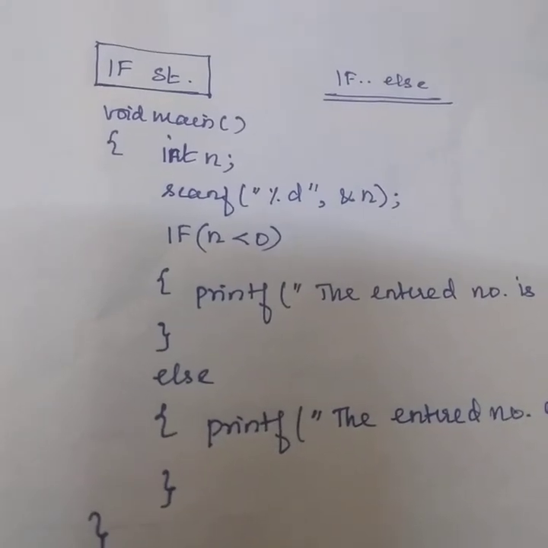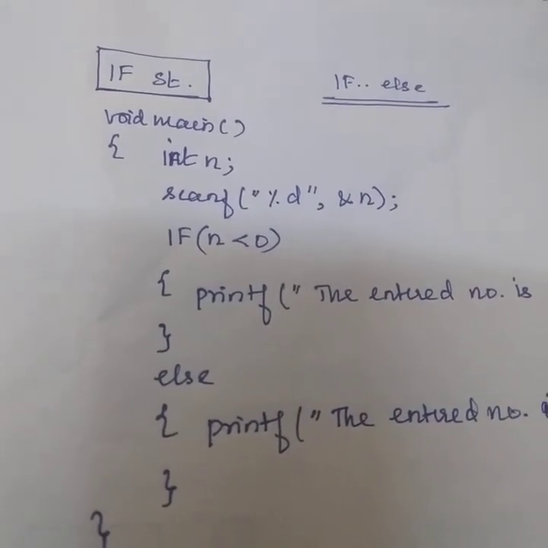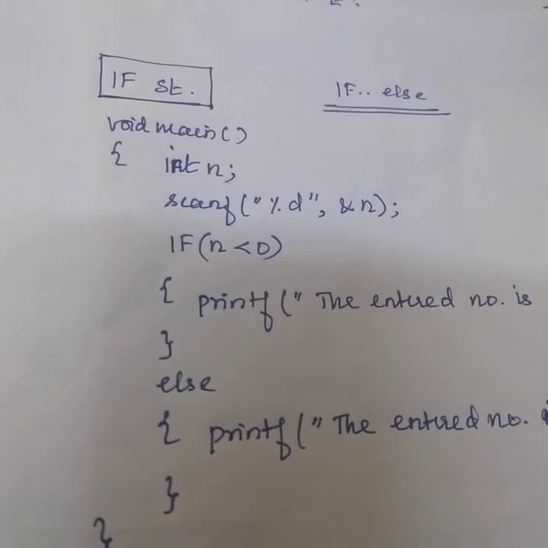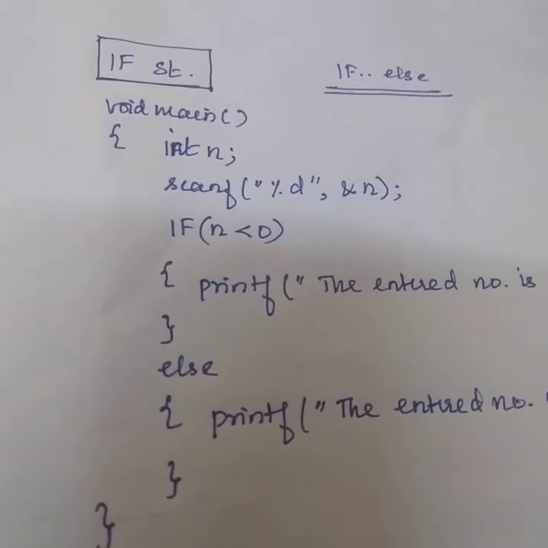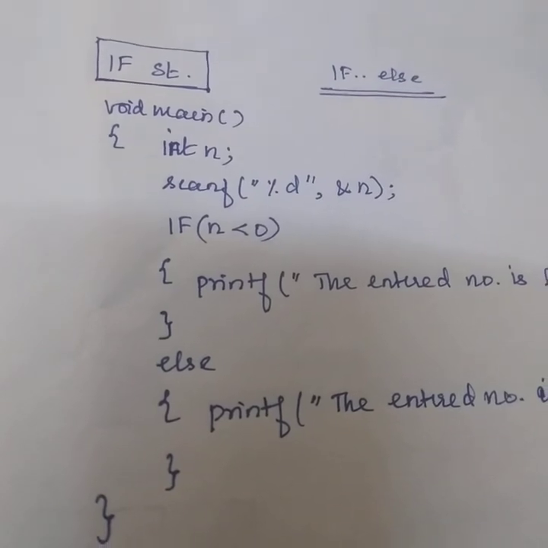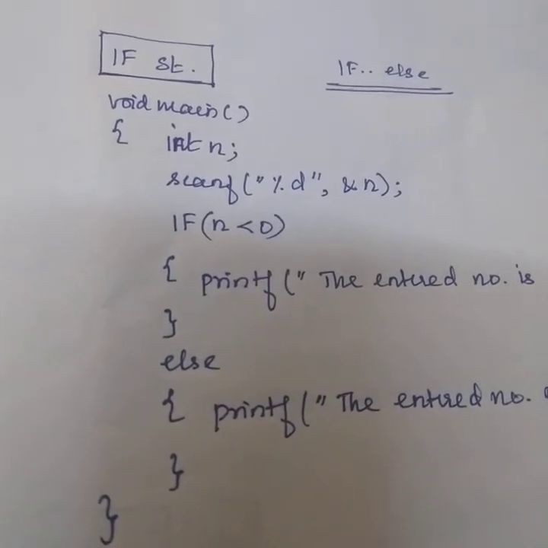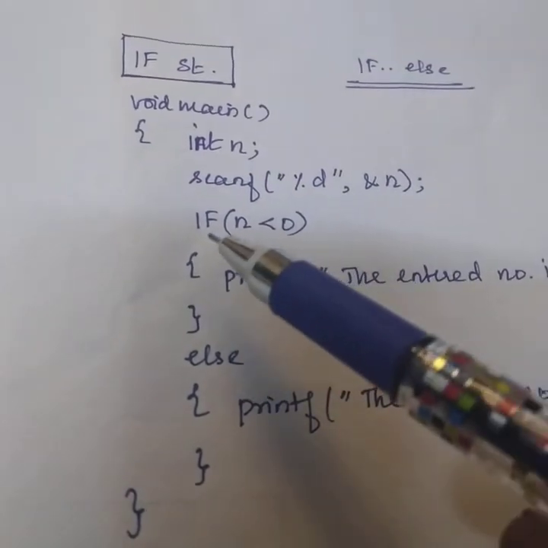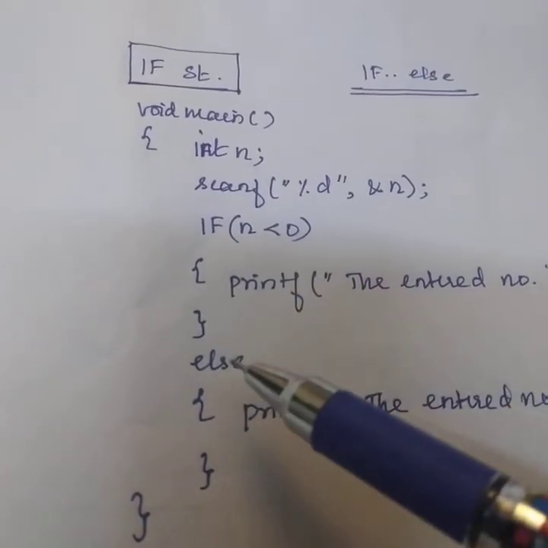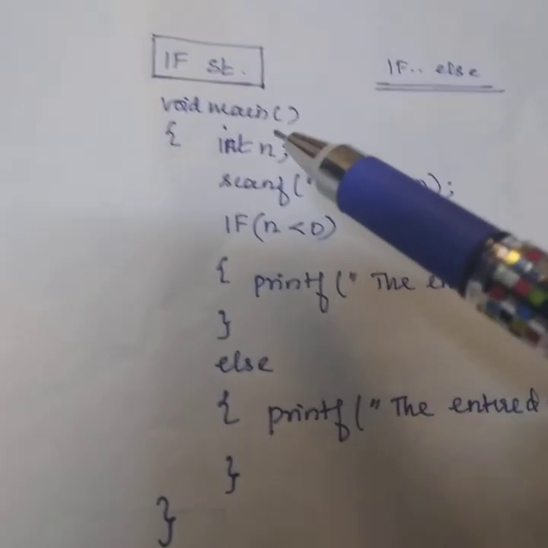Hello students, in this lecture we will be seeing the examples for all the available control statements in C. First we will be seeing the if statement. This is the example for if else. Let's see the program.